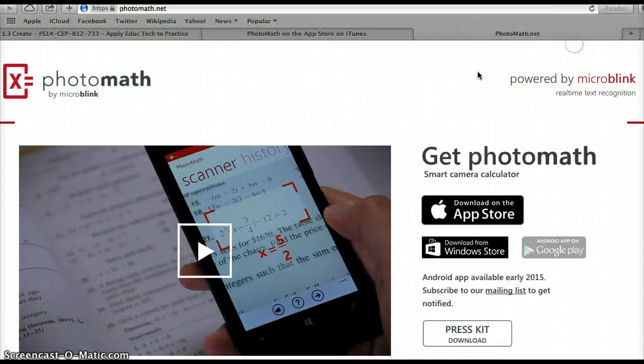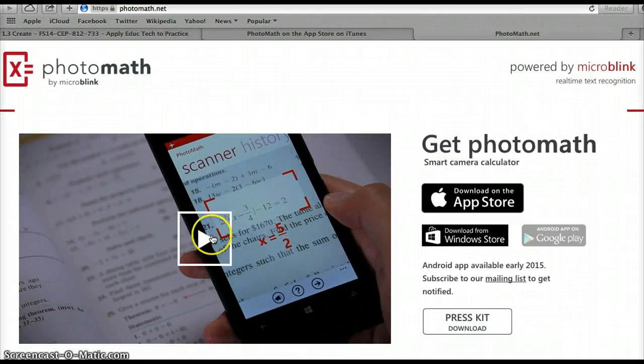So I found this app called PhotoMath, and I think it's really awesome. It's a very cool tech tool that will help our students break those bad habits of solving equations the wrong way. You can see here on the screen that you can just take a picture of the math problem and it will give you the answer.